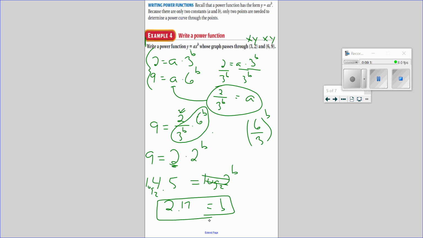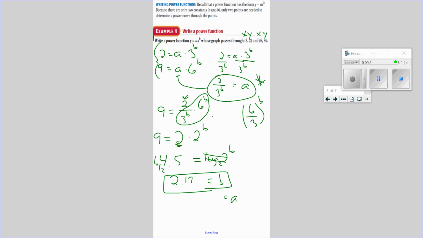If you go back to the original bubble where I'm putting the star right here to figure out what a is, a equals 2 divided by 3 to the b power. 2 divided by 3 to the b power, and b is 2.17. So a ends up being 0.184. All right, so that's all we're going to do in this video.